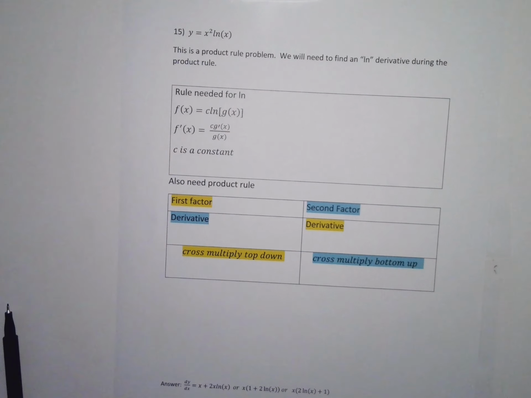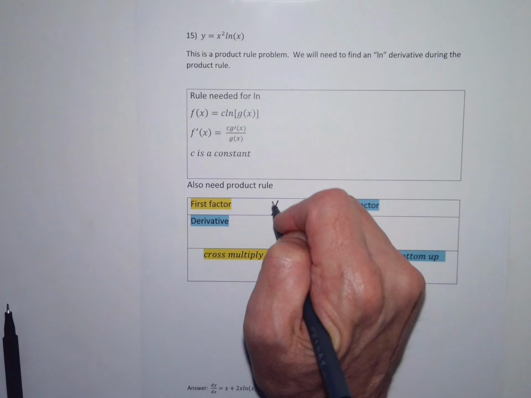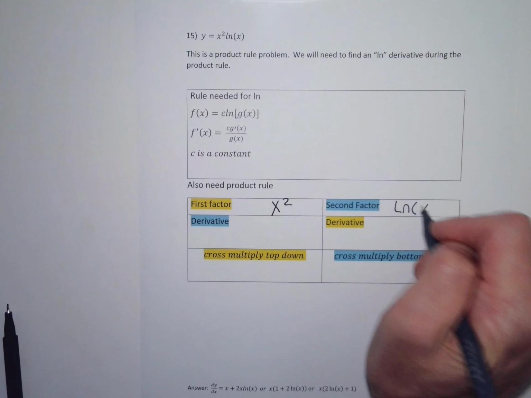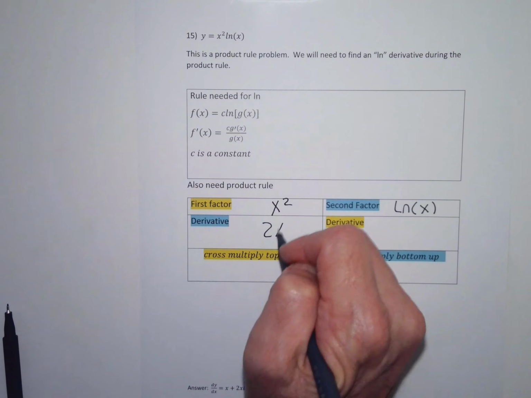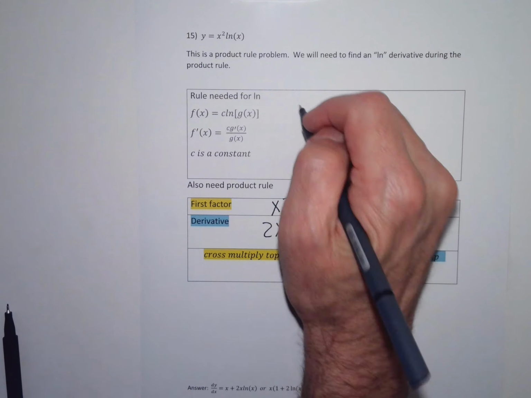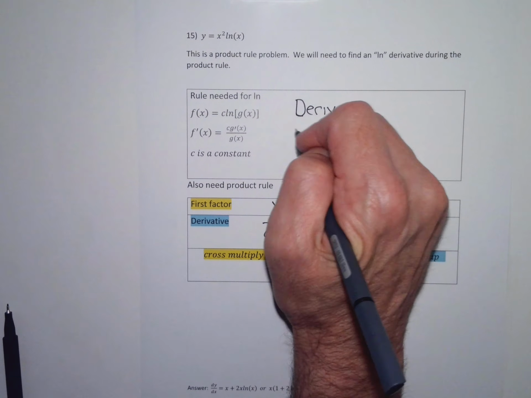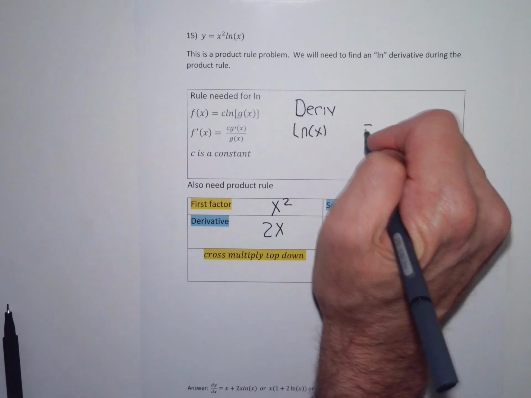Problem 15 has an ln, but it has multiplication and both factors have an x, so I need to use the product rule. I need to separate the first factor of x squared from the last factor of ln of x, take the derivative of the first factor, which is 2x, take the derivative of the second factor, and when I go to do the derivative of the ln of x, I'm going to get a fraction.